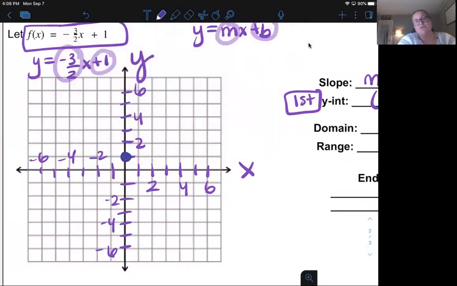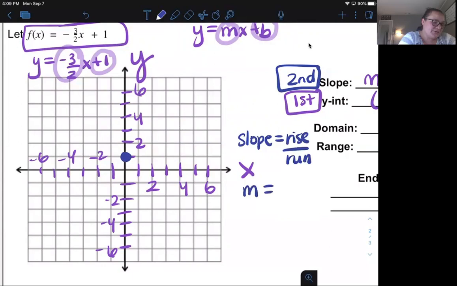Then you're going to use your slope to find some more points on the graph. So you're going to use your slope second. Our slope is -3/2. So remember, slope is rise over run. So if your slope is -3/2, your rise is -3.